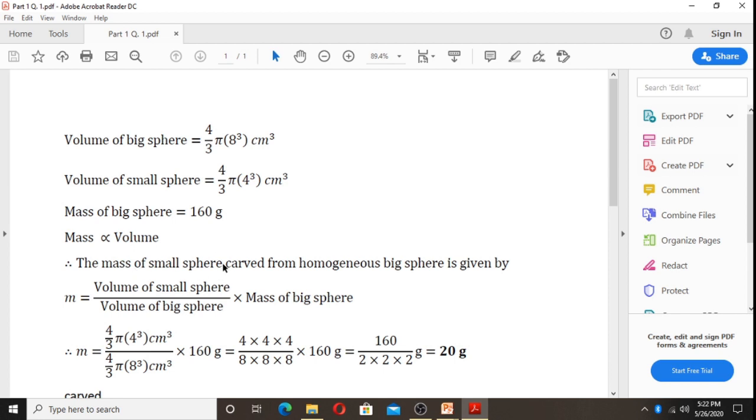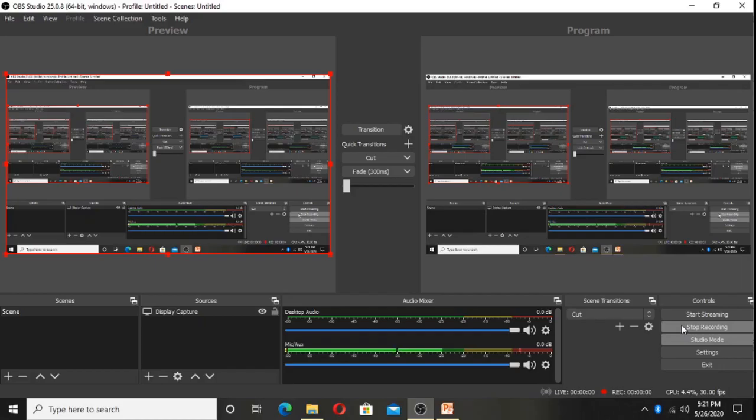The mass of small sphere carved from the homogeneous big sphere is given by m is equal to volume of small sphere upon volume of big sphere into mass of big sphere, and it is equal to 4 by 3 pi times 4 cube centimeter cube divided by 4 by 3 pi times 8 cube centimeter cube into 160 gram. We can cancel 4 by 3 pi from numerator and denominator, and also 4 cube from numerator and denominator, so we get m is equal to 160 upon 2 cross 2 cross 2 gram, and therefore m is equal to 20 gram.